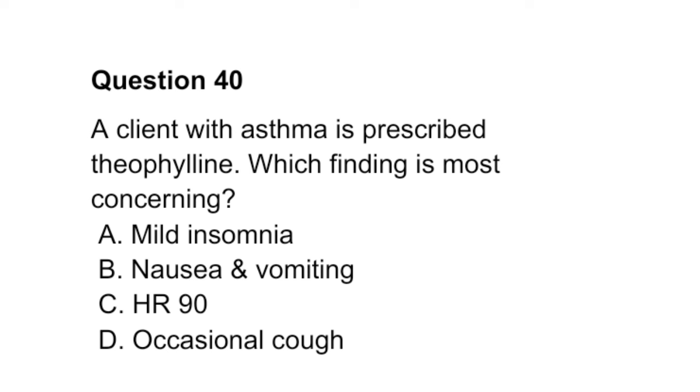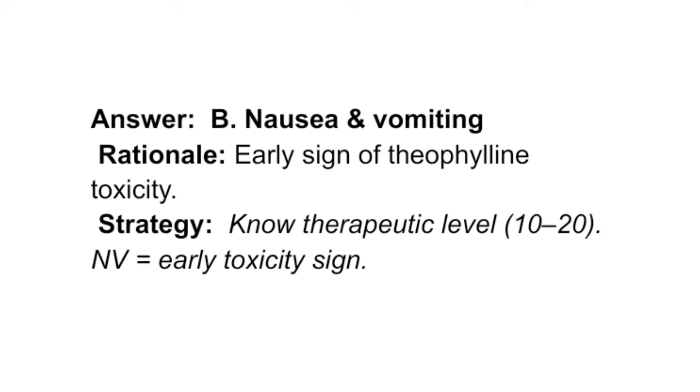Question 40. A client with asthma is prescribed theophylline. Which finding is most concerning? A. Mild insomnia. B. Nausea and vomiting. C. HR 90. D. Occasional cough. Answer: B. Nausea and vomiting. Rationale: early sign of theophylline toxicity. Strategy: know the therapeutic level, 10 to 20. Nausea and vomiting equals early toxicity sign.